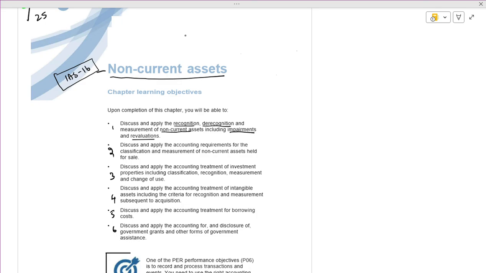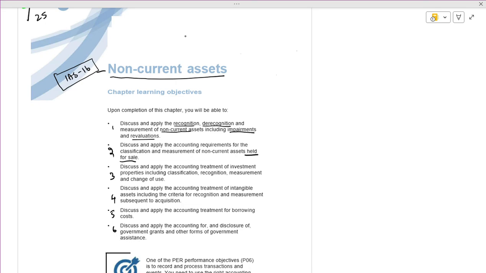The second part is how the accounting requirements apply to non-current assets held for sale. There are very specific conditions, which we have covered in one of the previous lectures, under which we say these assets are held for sale, and only then do we identify them under that category. That is objective number 2.